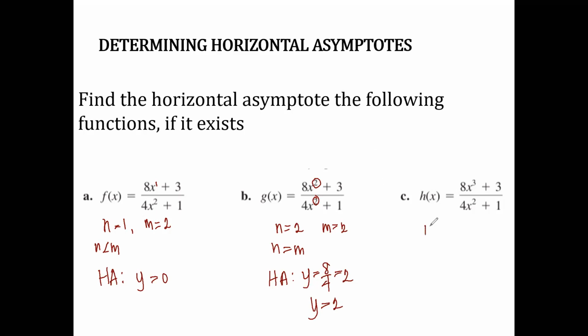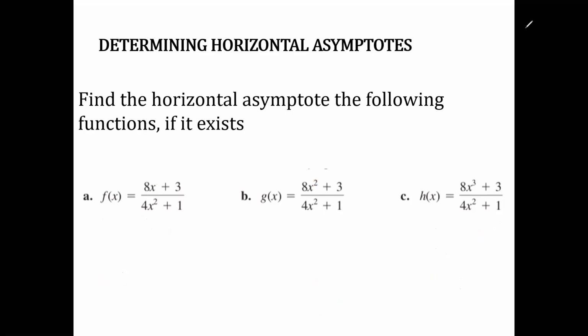Third, you have n equals 3, m equals 2. So n is greater than m, meaning we have no horizontal asymptote. So that's the horizontal asymptote. Okay.